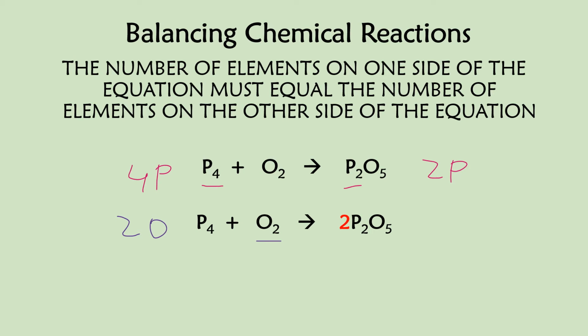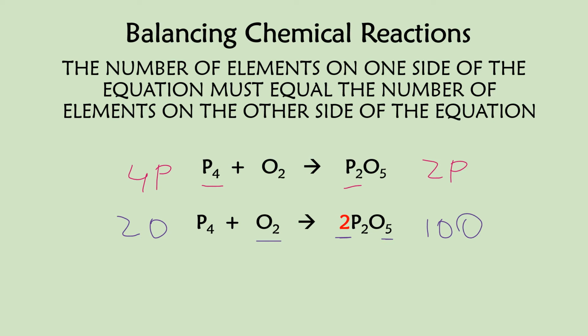On the product side, however, always, do not ever forget that. Always remember to multiply your coefficients with the subscript. So on the product side right now, the coefficient is 2 for oxygen and for phosphorus, for both of them. So we'll multiply that 2 with the subscript of 5 for oxygen. So 2 times 5, we have 10 oxygens.